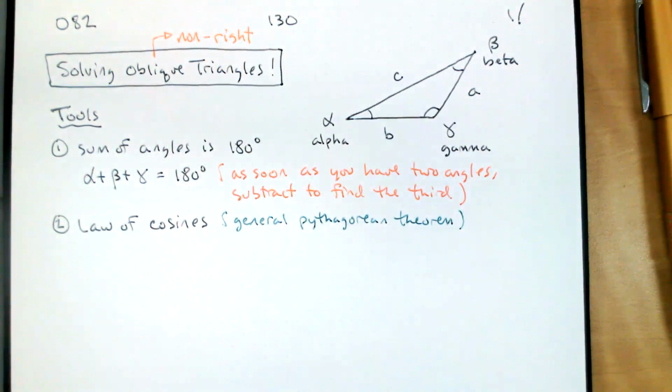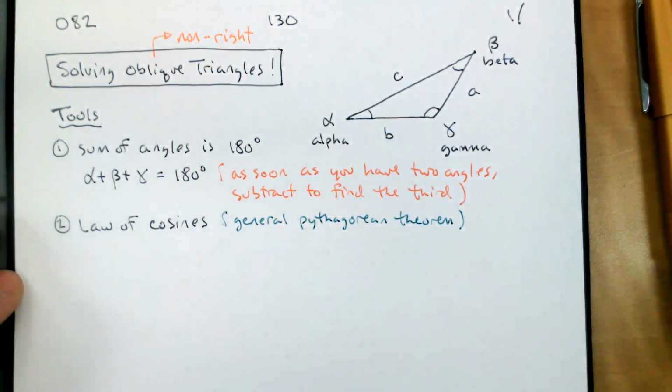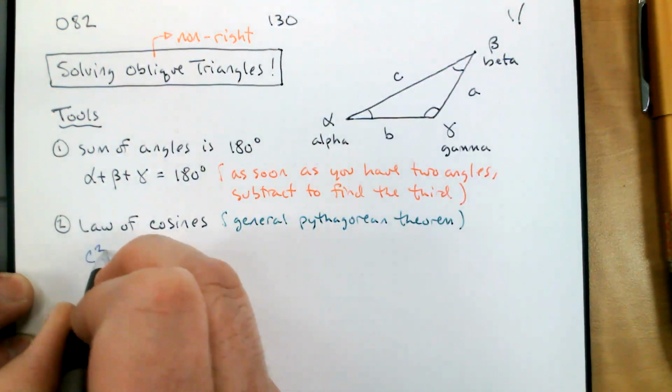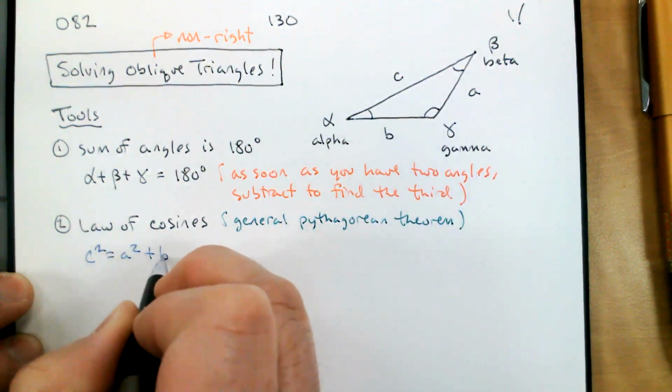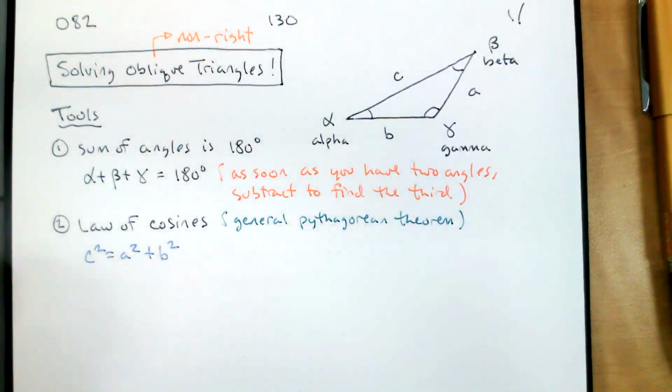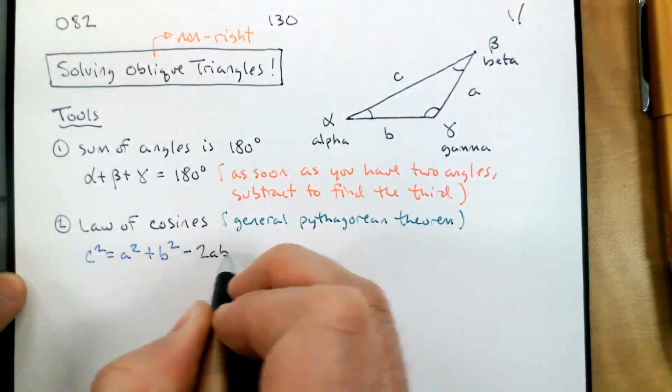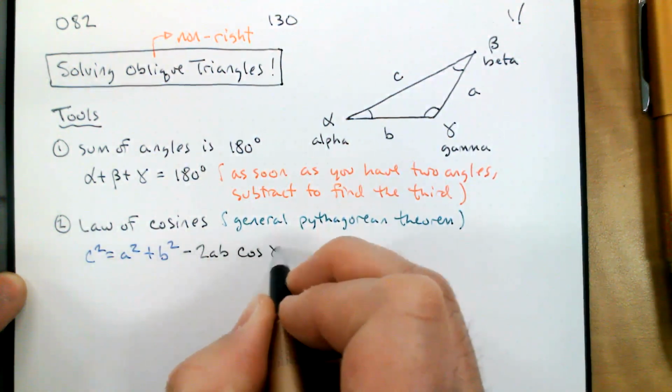I like to think of this as the general Pythagorean theorem because it helps me remember what it looks like. We start off by writing the Pythagorean theorem. C squared is equal to A squared plus B squared. But then there's that additional term, minus 2AB cosine gamma.